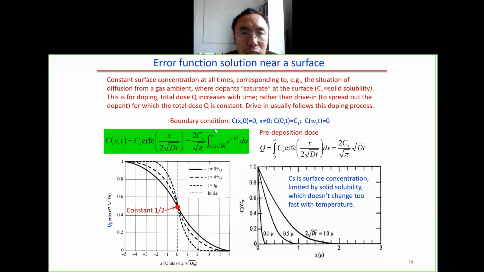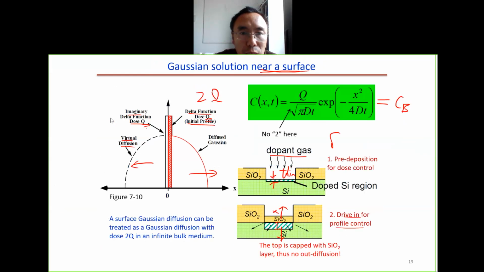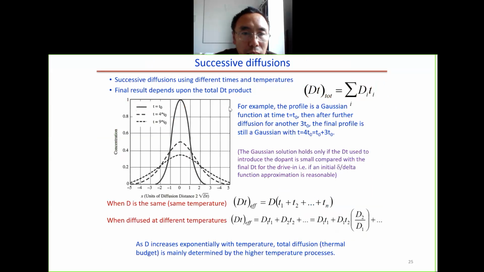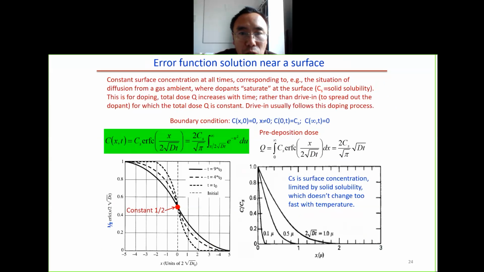Then the boundary conditions will be: for time equal to 0, the dopant is 0. For time equal to t at the top surface x equal to 0, the dopant is constant, given by Cs. From this we know that the solution satisfies Fick's second law. We satisfy this equation here. At the same time, it also satisfies this boundary condition.